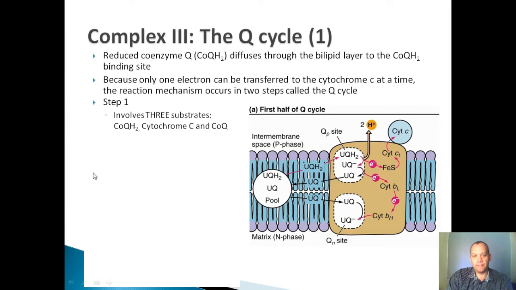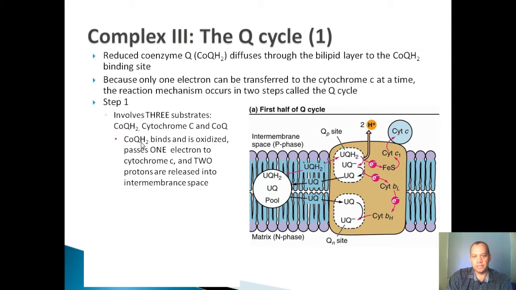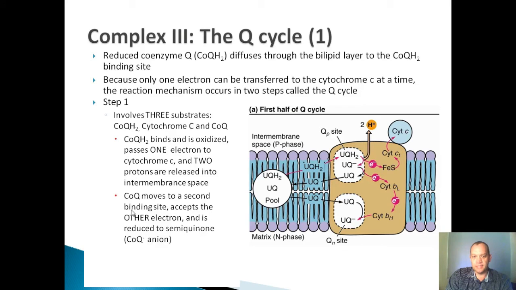So we see that the reduced coenzyme Q will bind to its QP site and it'll then become oxidized, so it's going to lose both of its electrons. But the way in which this works is that one electron is going to be passed on to cytochrome C, the two protons that it was already carrying are going to be passed into the intermembrane space, and the second electron is going to be passed on through this other pathway. So only one electron directly makes its way onto cytochrome C at this stage.